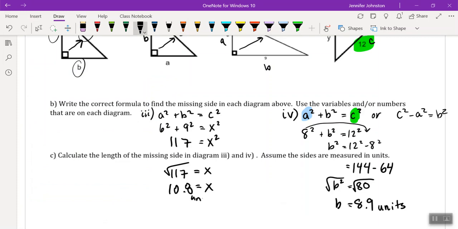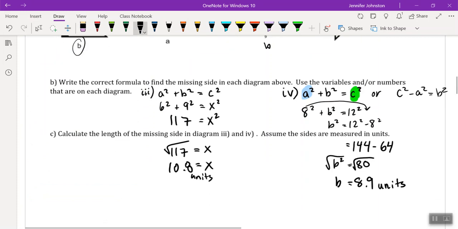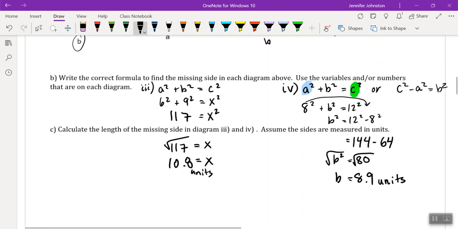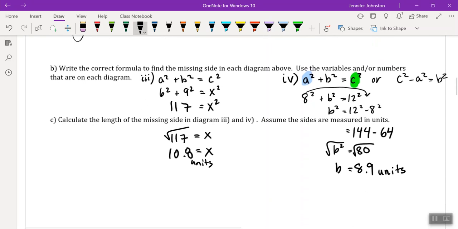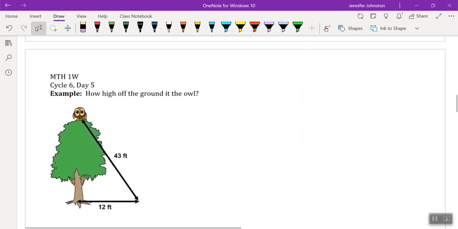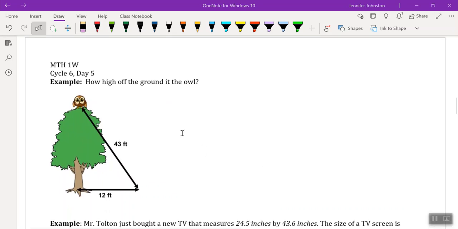This is also units. Those are the measures of those two side lengths. If you need to pause at any time, go ahead. For this question, I'm going to pause it and let you try it out.